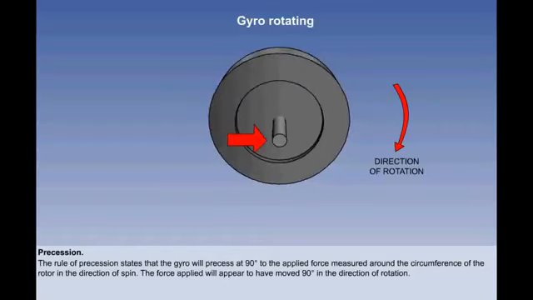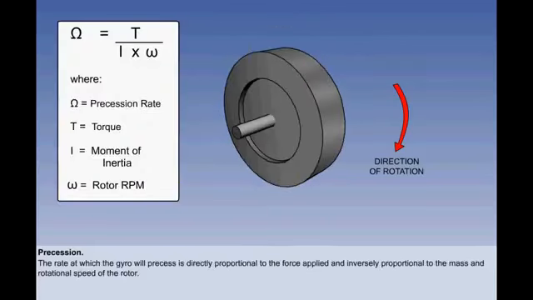Note that the rate at which the gyro will precess is directly proportional to the force applied, and inversely proportional to the mass and rotational speed of the rotor. This means that precession and rigidity have opposite characteristics. If a gyro has a lot of rigidity, it will not precess very much. If it precesses a lot, it cannot be very rigid.